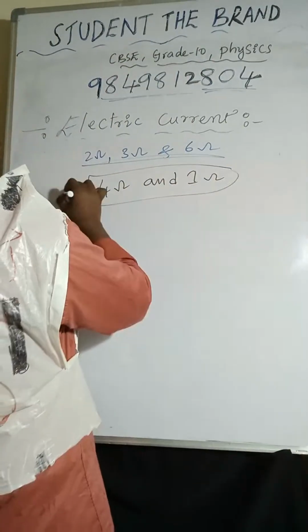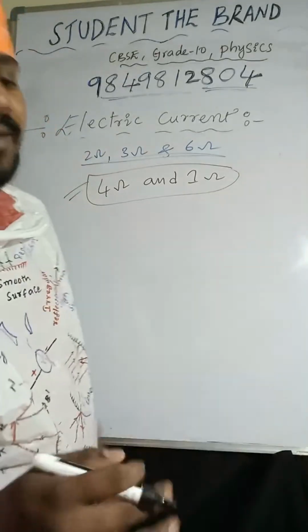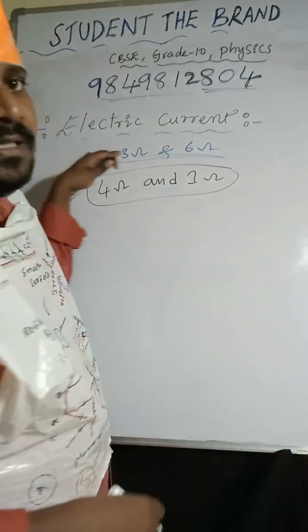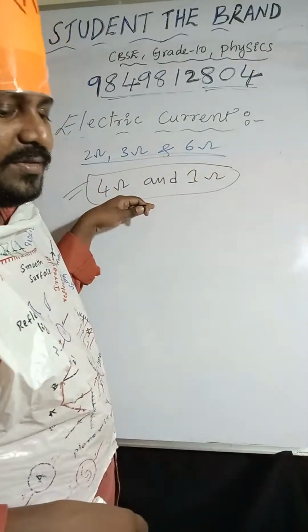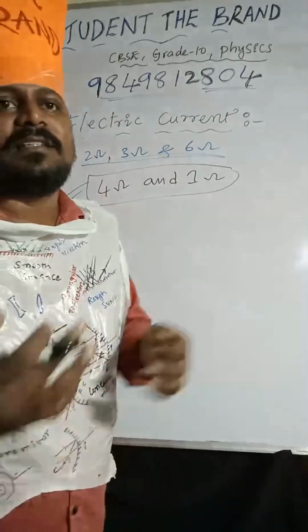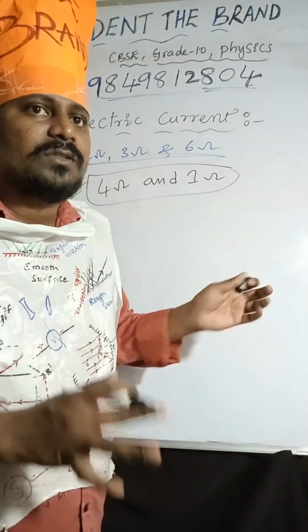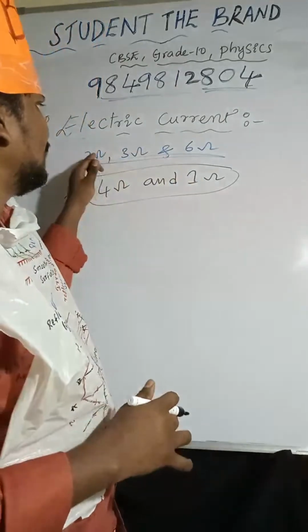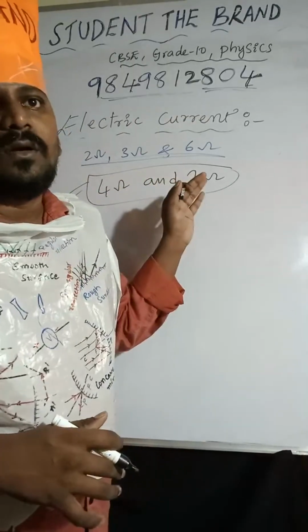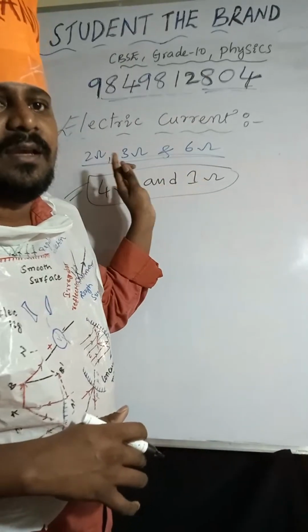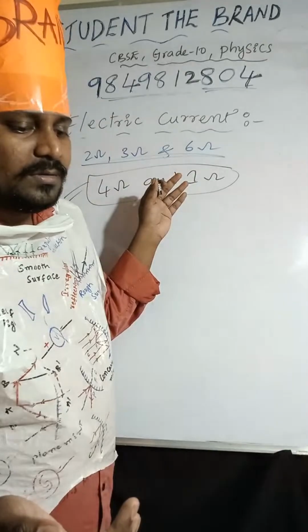We have to work out how to connect these three resistors in order to get these values. Like we know the series combination and parallel combination, right? So like that, how to connect these resistors in order to get this value? Check once.